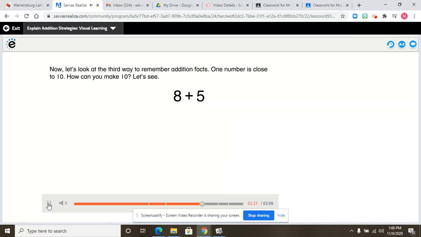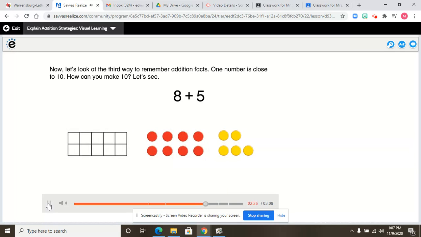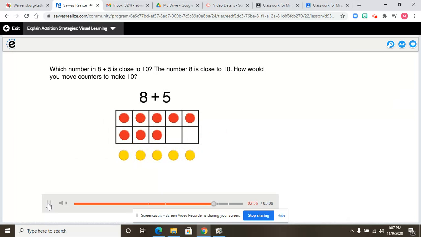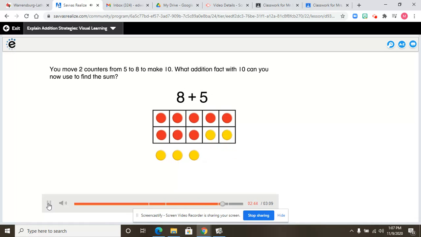Now let's look at the third way to remember addition facts. One number is close to 10. How can you make 10? Let's see. Which number in 8 plus 5 is close to 10? The number 8 is close to 10. How would you move counters to make 10? You move two counters from 5 to 8 to make 10. What addition fact with 10 can you now use to find the sum?